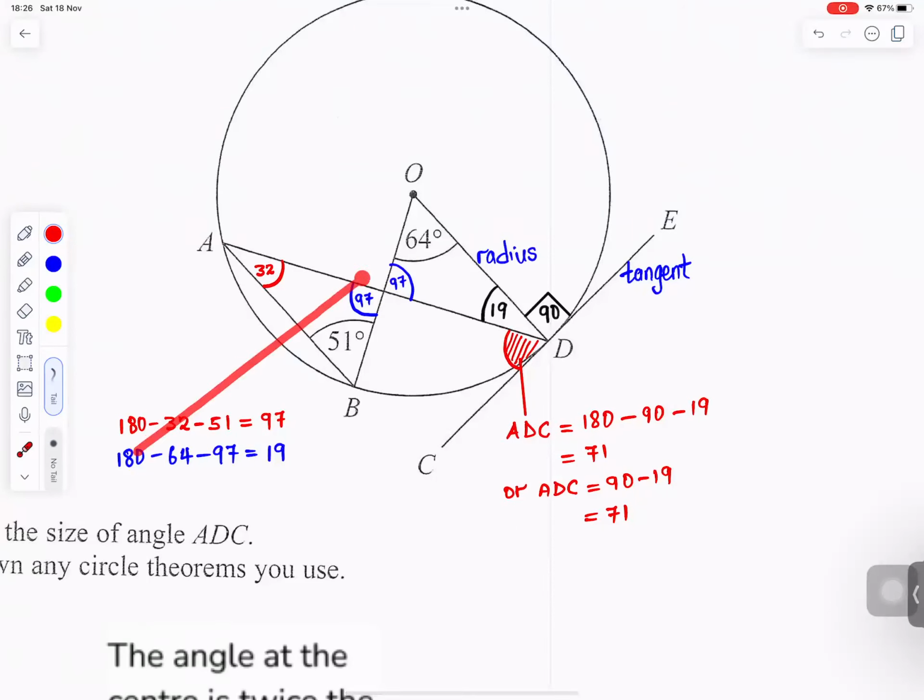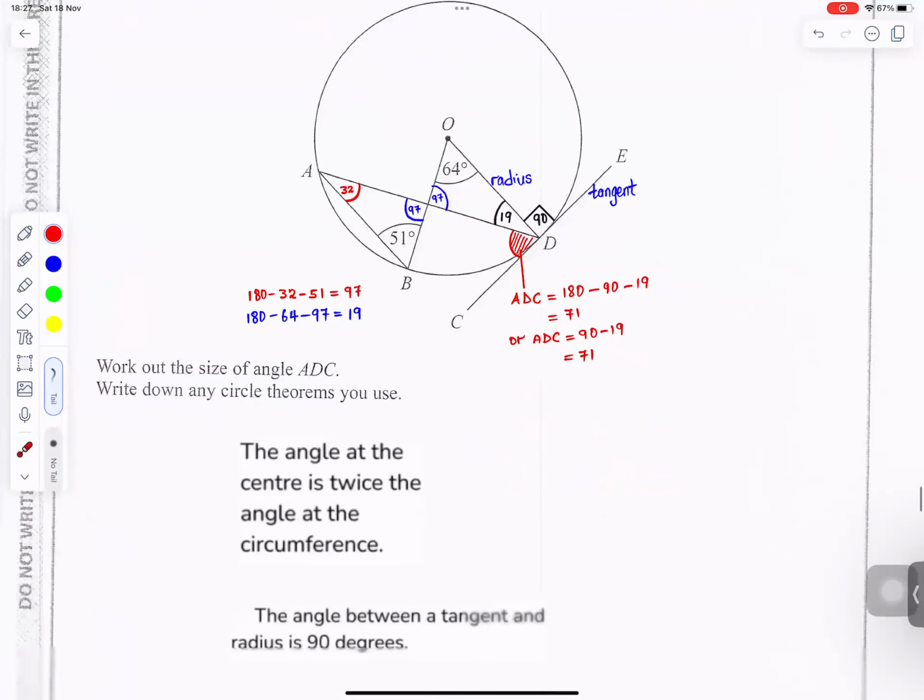And then 180 minus 64 minus 97, it gives you 19. So that gives you 19 for that one. So to get the angle ADC, which is the one I'm circling now, either you use this straight line, 180 minus 90 minus 19, it gives you 71, or you use this radius and this tangent, 90 minus 19, it gives you 71. So that's the correction for question 21.